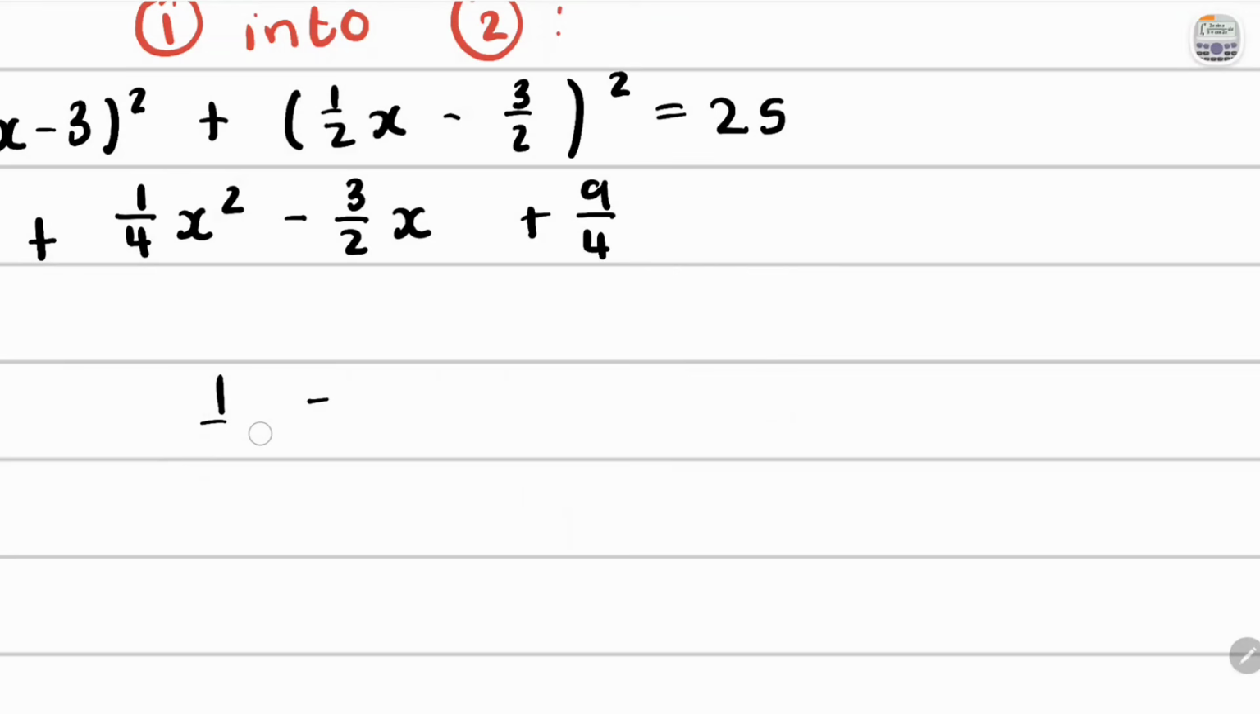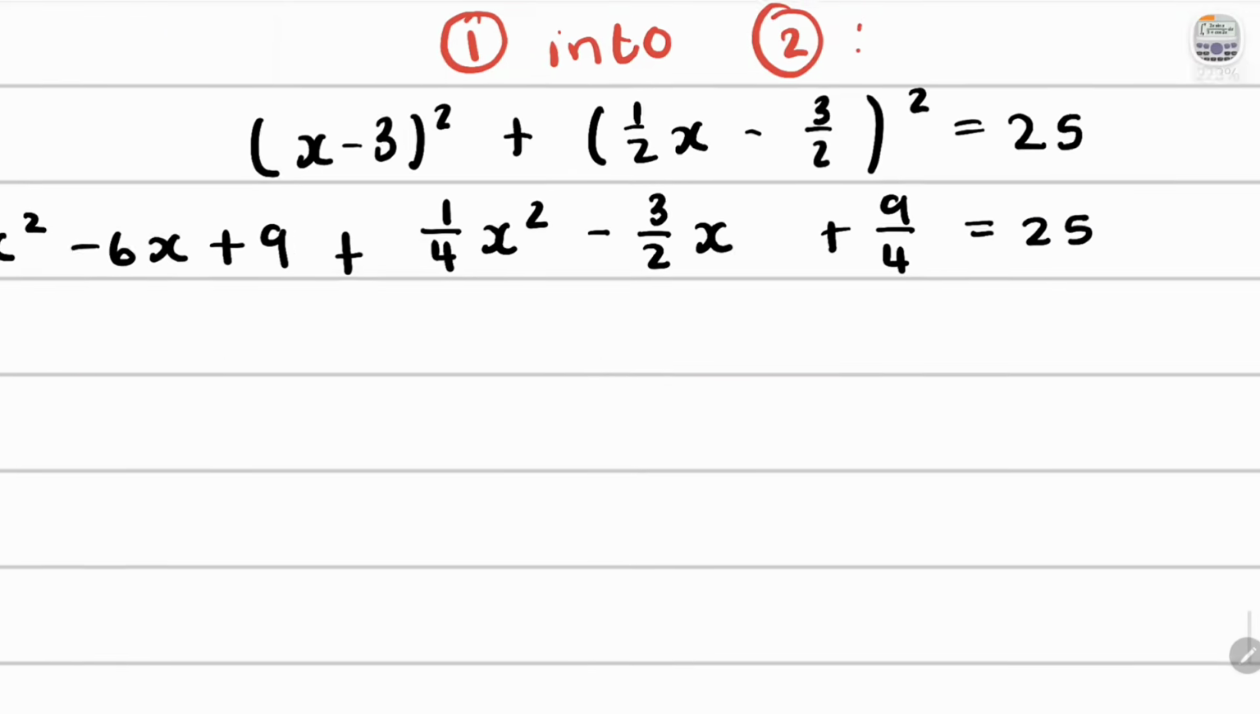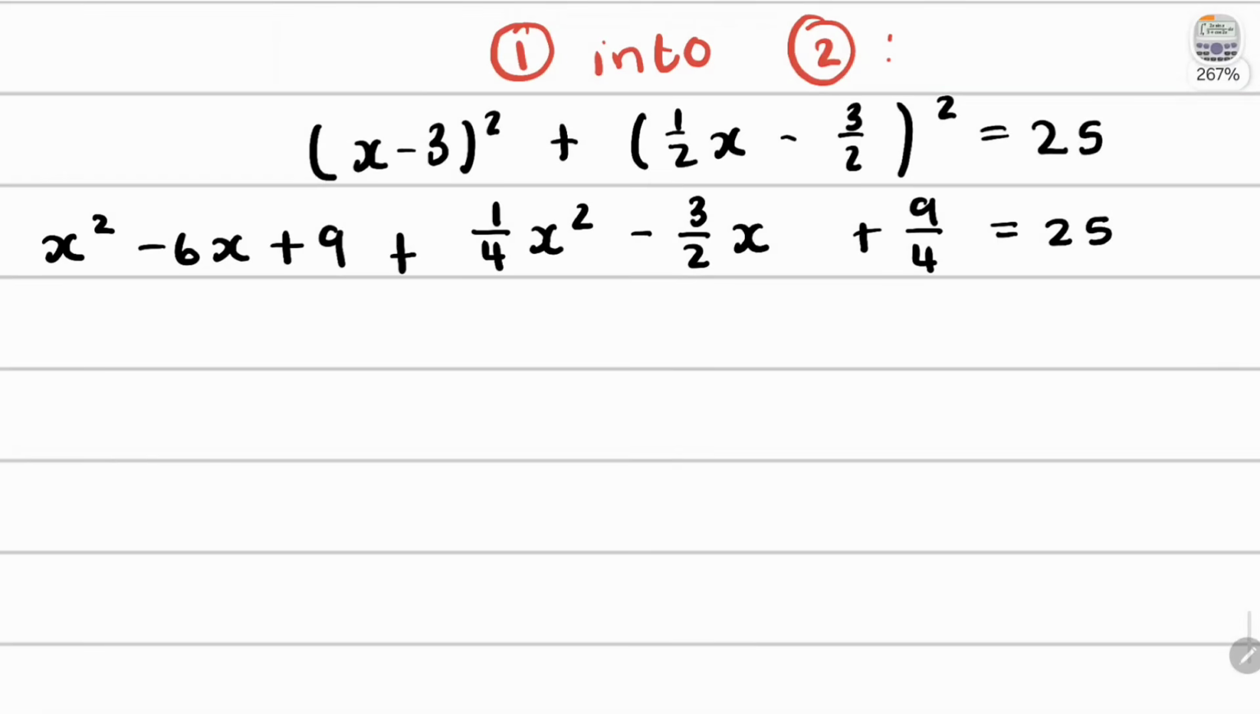Okay, so there we go, and it's equal to 25. Okay, let's just simplify. If you have this and that add together, x squared plus 1 over 4 x squared is like saying 1 plus 1 over 4, because that's 1 x squared, which is going to be 1 times 4, which is 4, plus 1 is 5. So that's 5 over 4, and the denominator stays exactly the same, x squared.